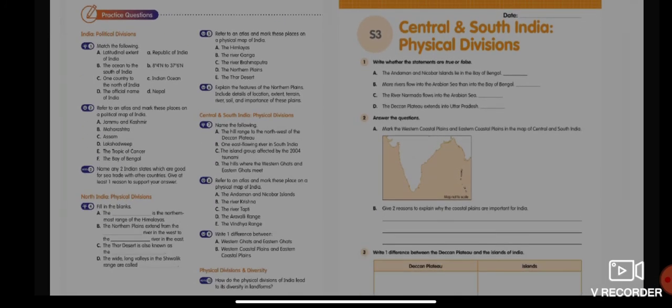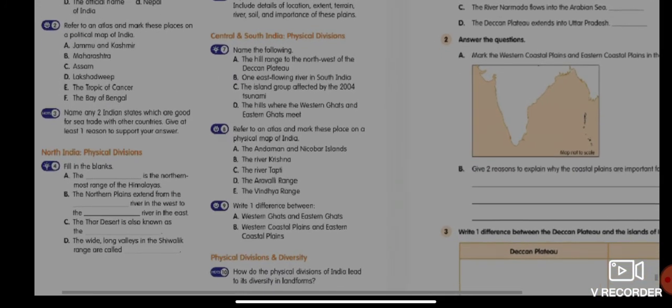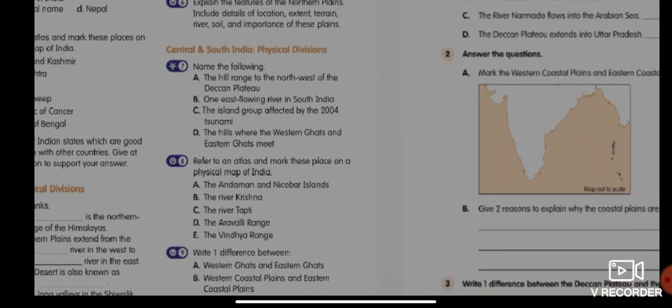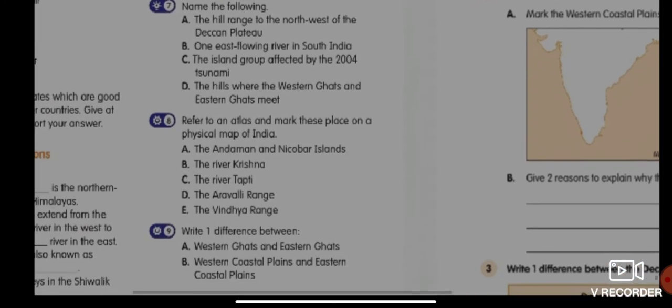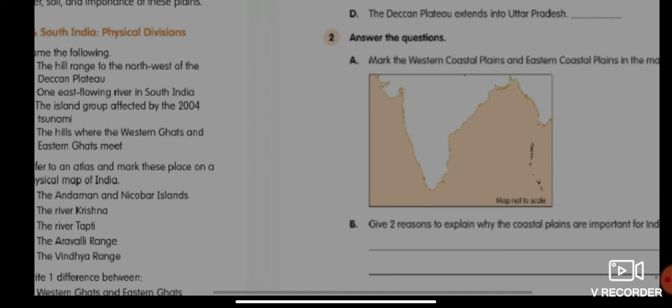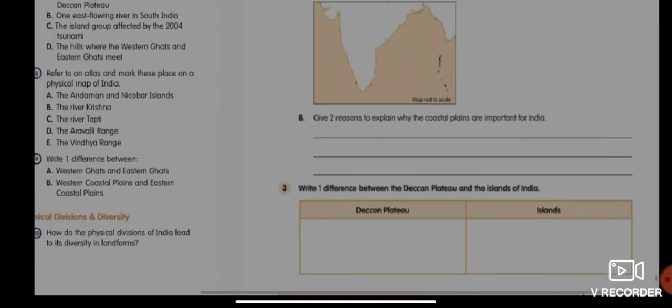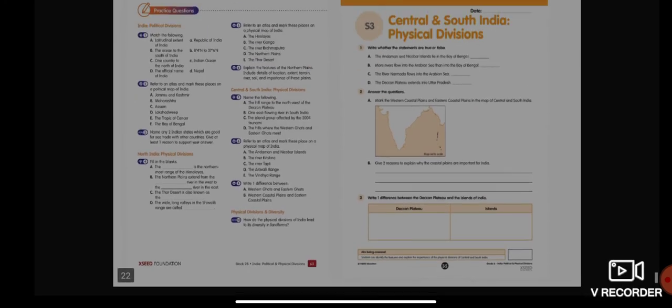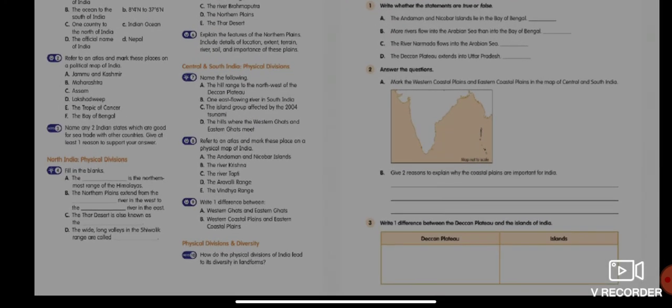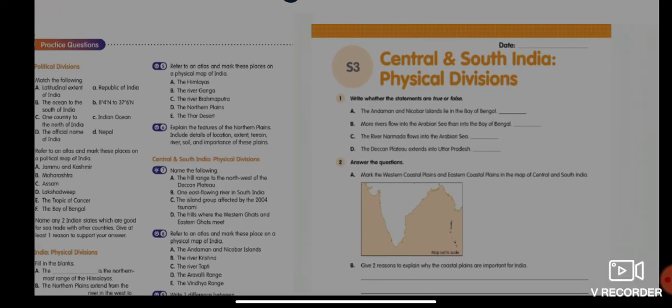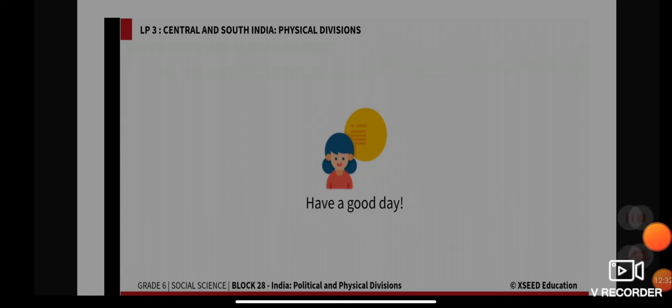Now things to do for today. Okay, you have to complete practice questions number 7, 8 and 9 along with your worksheet S3. All right, so this is things to do for today. Please, as you submit, don't just simply submit the worksheet, but also submit along with the practice questions. Okay, thank you and have a good day.